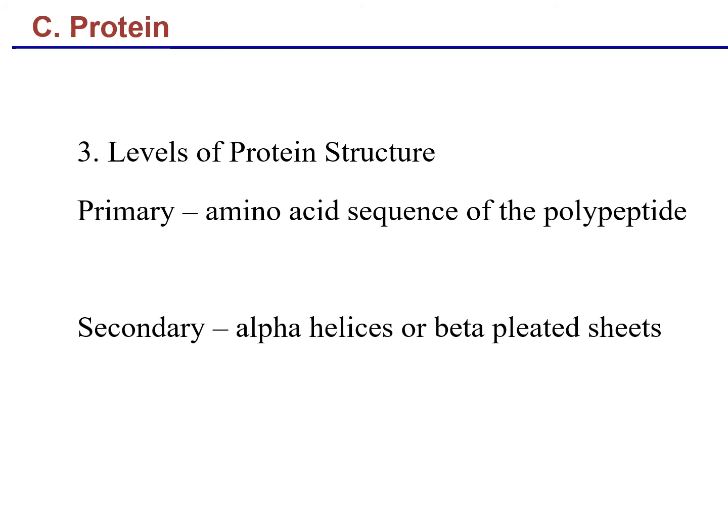Now, if you think about a chain of amino acids and you twist that chain into a spiral, or you fold that chain back on itself and create a flat, crinkly sheet, you are giving that chain of amino acids secondary structure. Right? So an alpha helix or a pleated sheet, those are examples of secondary structures. It's kind of the initial orientation that the chain takes in space.